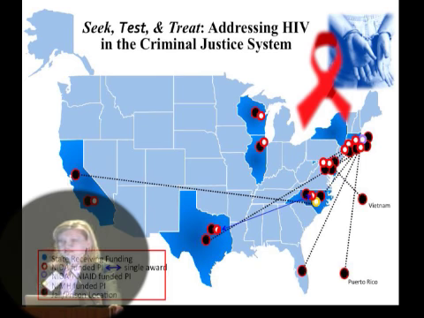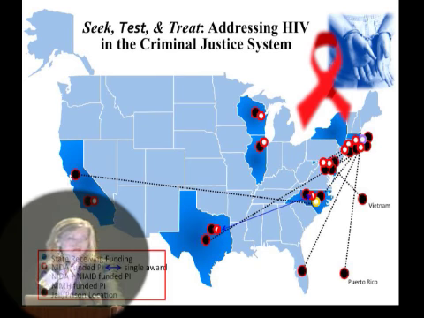So we had a funding initiative last year, and we have funded 12 different projects across the United States looking at the seek, test, treat, and retain paradigm within criminal justice. And the grants really focus on finding ways to enhance different components of that continuum of care. This is a map that shows you where they are located.